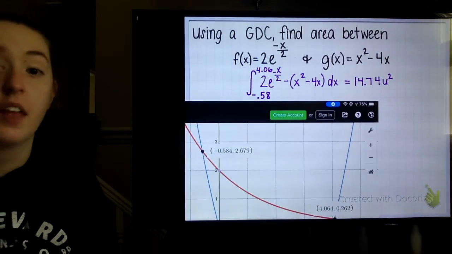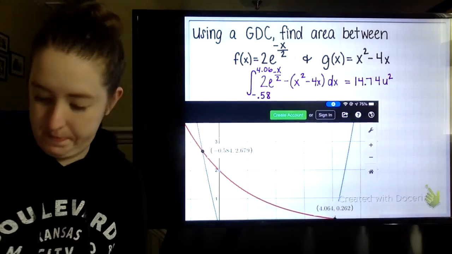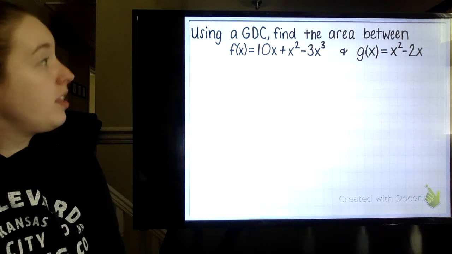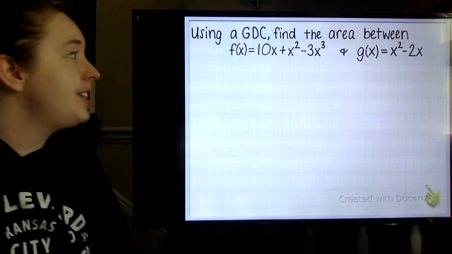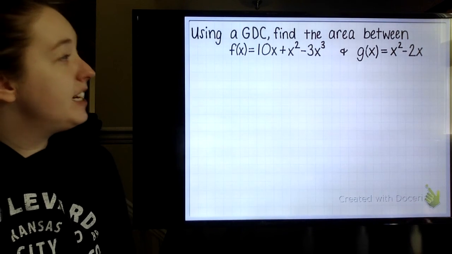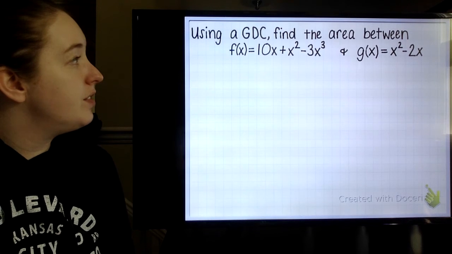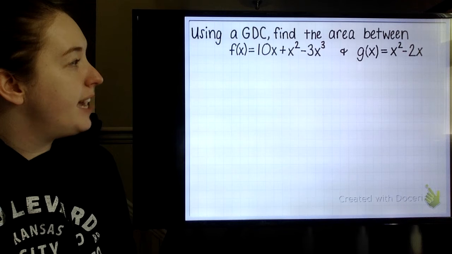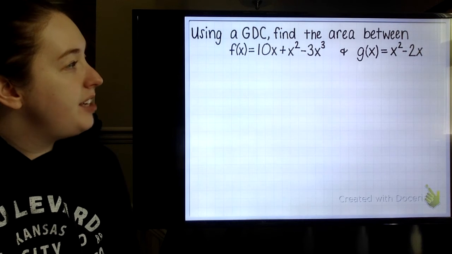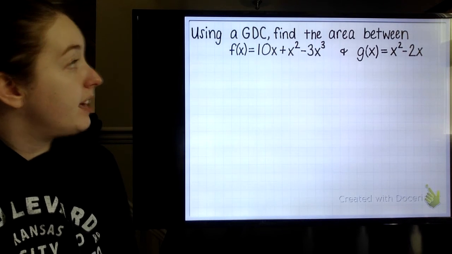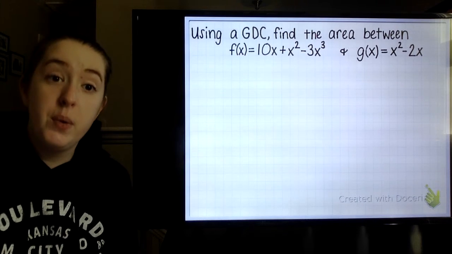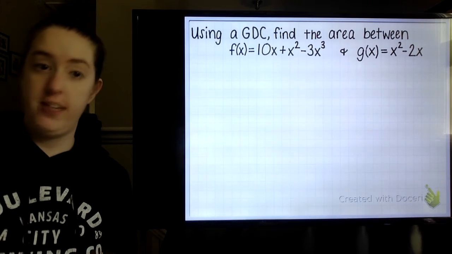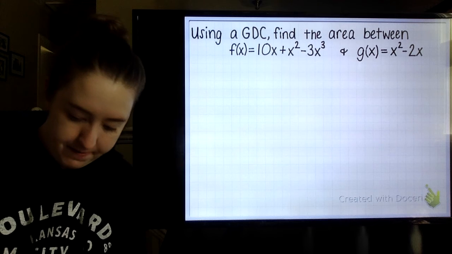Good deal. So let's try one more. Using a graphic display calculator, find the area between these two curves. f of x equals 10x plus x squared minus 3x cubed, and g of x equals x squared minus 2x. So the first thing we want to do is graph these out in our graphing calculator.